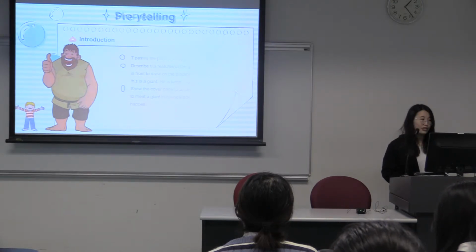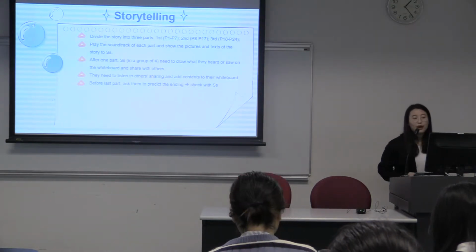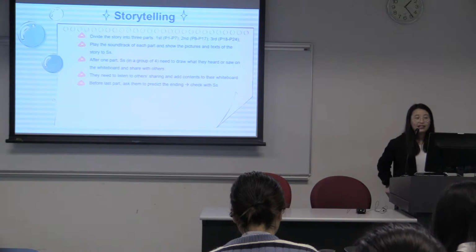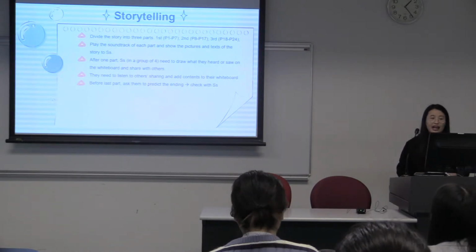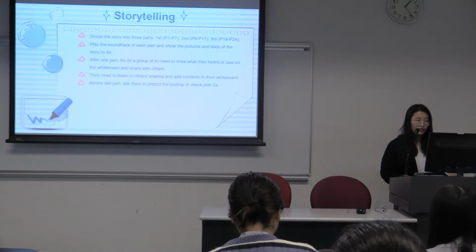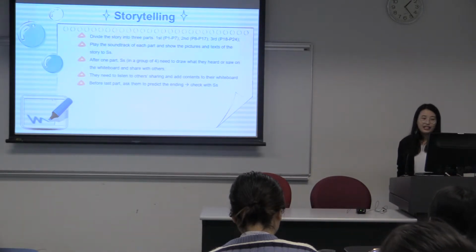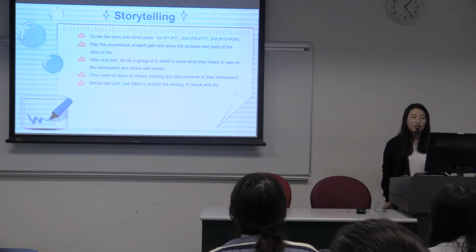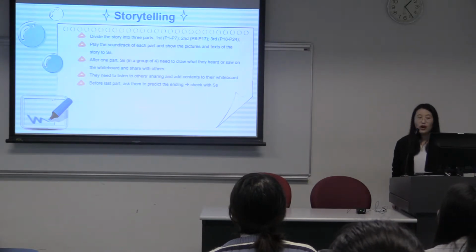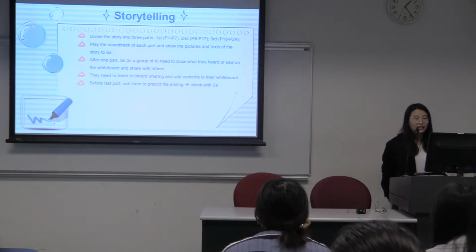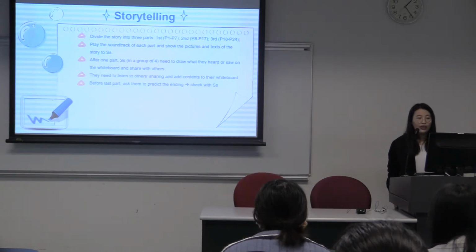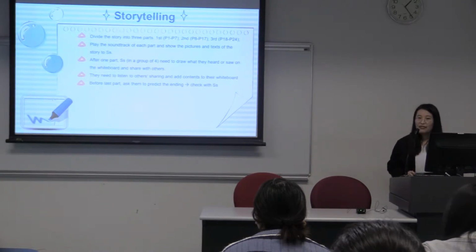Next part is storytelling. In this part, we divide the whole story into 3 parts, and students need to form groups of 4. Each group will get a small whiteboard, and then the teacher will play the soundtrack of each part and the story will be shown on the projector. After each part, students need to draw what they heard or saw on their whiteboard. After this, the teacher will invite some students to share. And then other groups need to draw what they don't have on their whiteboards.